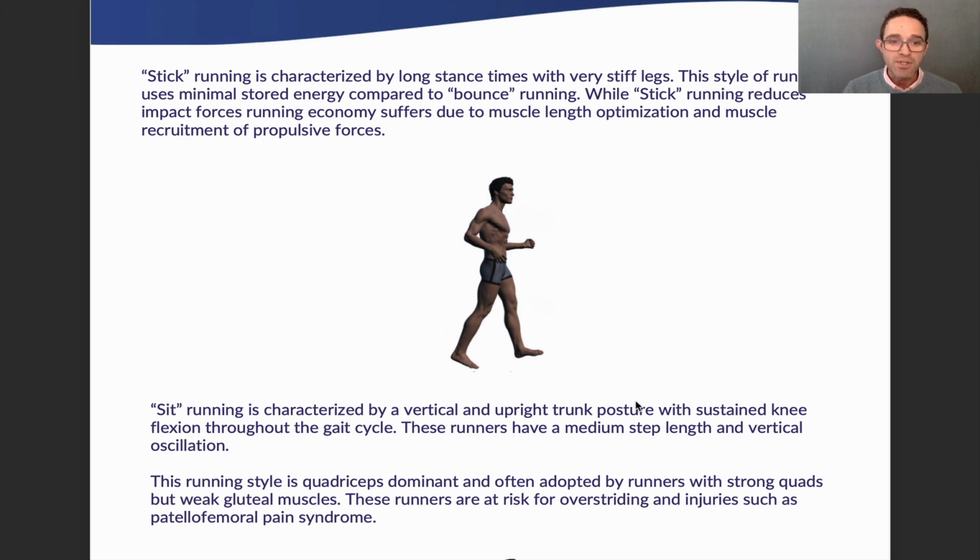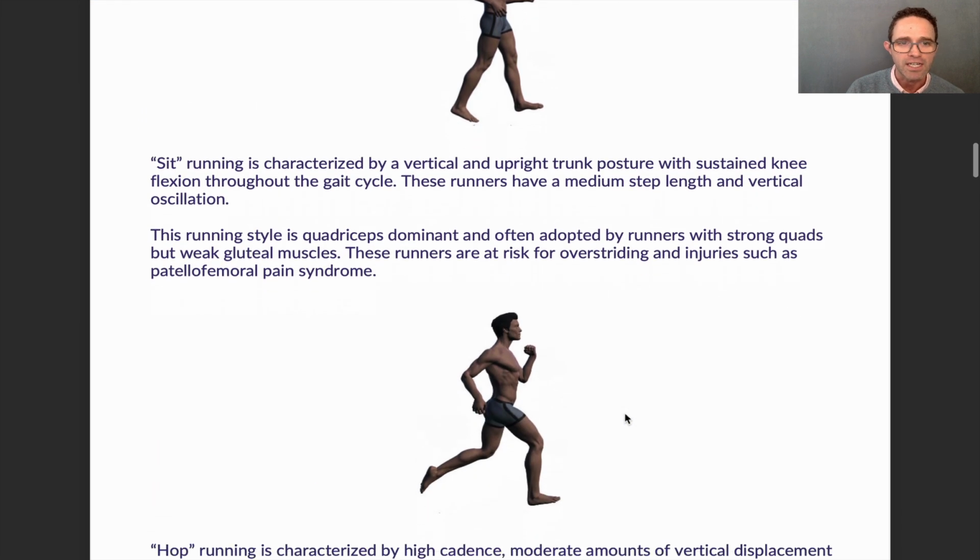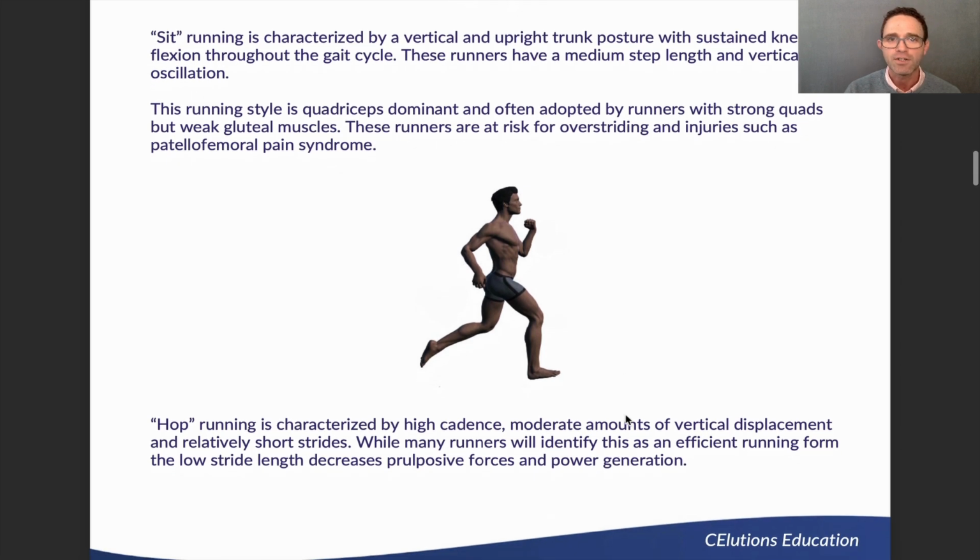So then we go to sit running. And sit running is going to be characterized by a vertical upright torso, so a nice upright posture. However, it's going to also have a lot of sustained knee flexion throughout the gait cycle. Now, these runners are going to have a medium step length and vertical oscillation. However, this style is quad heavy. We are going to see runners with strong quads doing this, but oftentimes it's because of weak gluteal musculature. And these are going to be at risk for overstriding and injuries like patellofemoral pain syndrome because you're putting so much pressure on the knee.